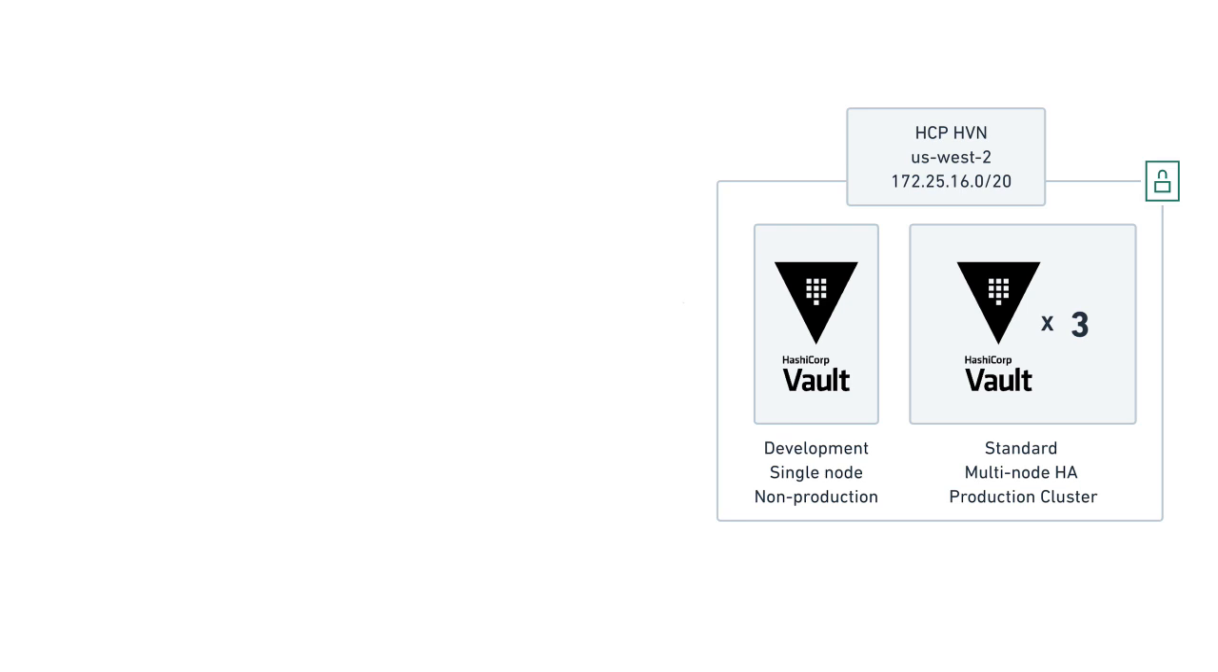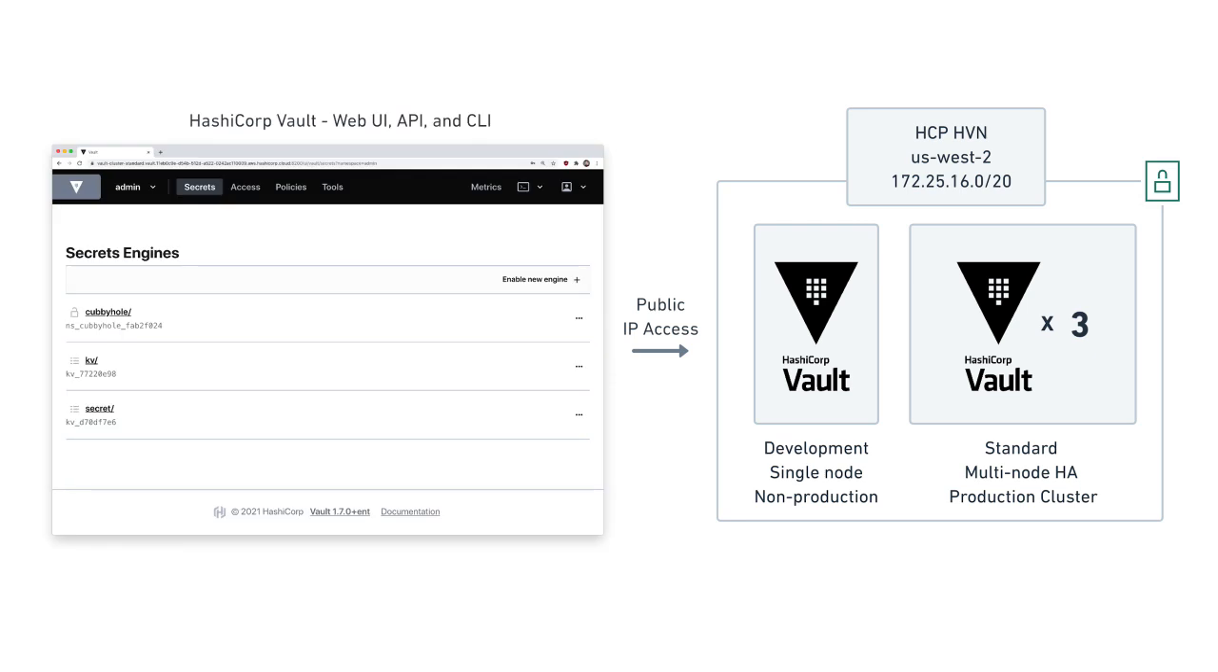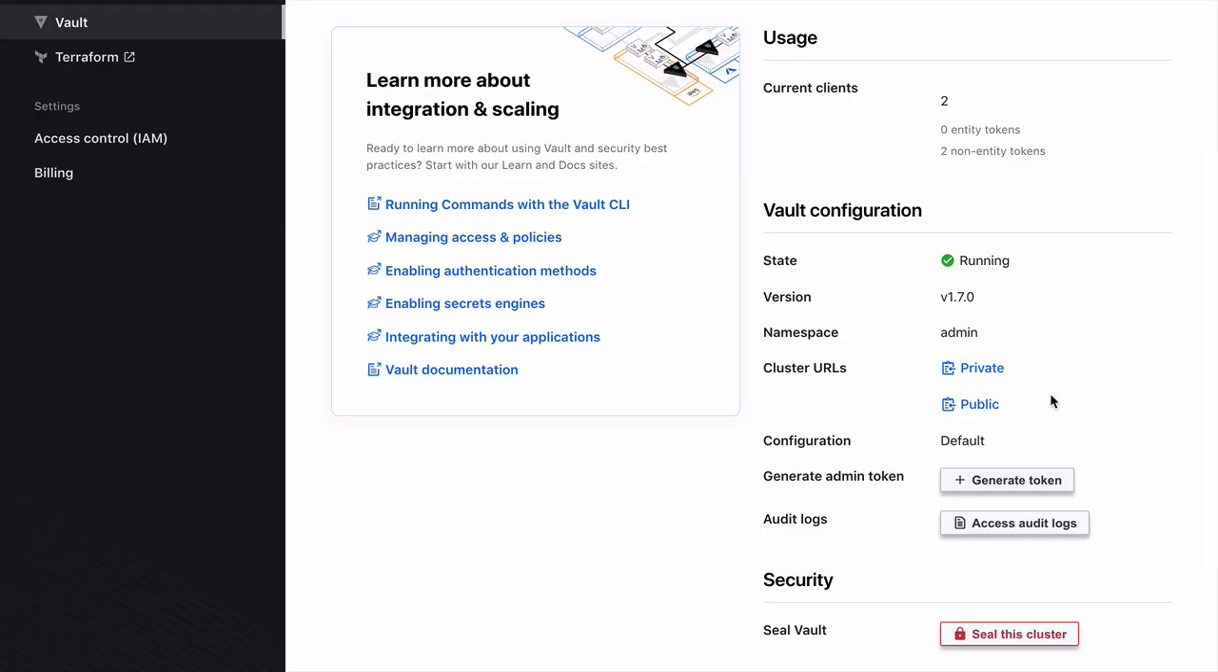So when you created this cluster, if you said, hey, I want public access, we'll create a public IP address and then route traffic from that IP address into this private network. So then you can access the cluster via the web interface, API, or CLI. So this is public access, and I'll chat about peering in just a minute. So if you wanted to access this cluster, we could generate a token, or you could access the logs to, say, debug how something's working, or you can also seal the vault to make it inaccessible.